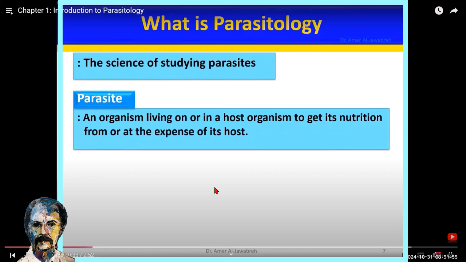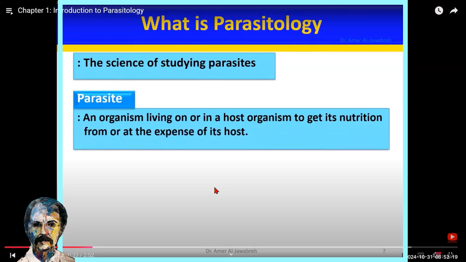And then you have parasite. If you want to break it down, you might tell me para means near, next to, and site means the site. So it's something that is near you. It's not something in the core, in the middle, but near you.